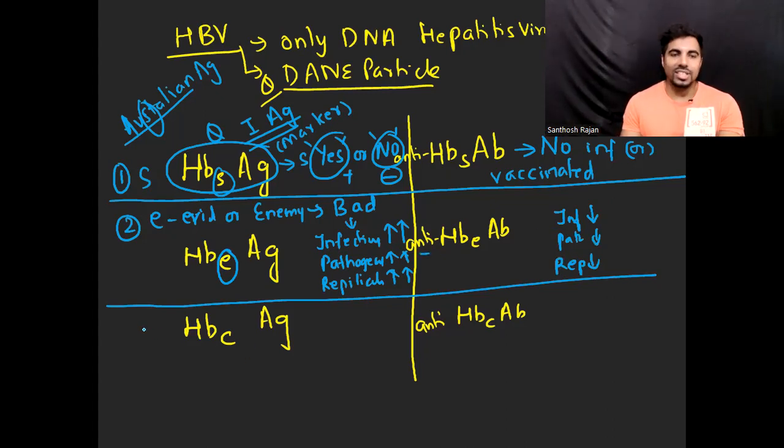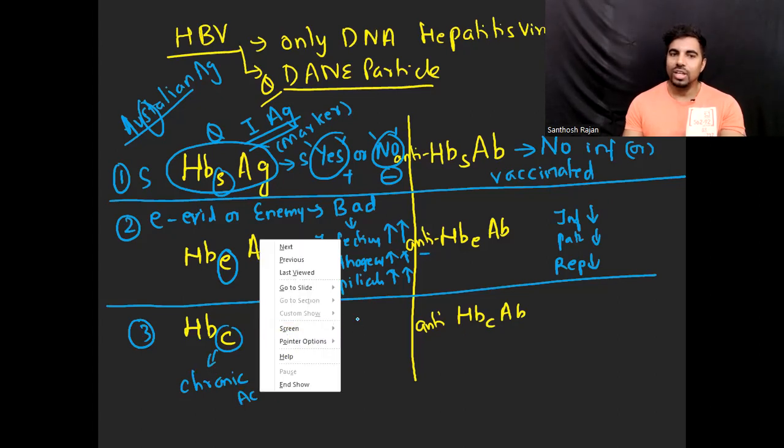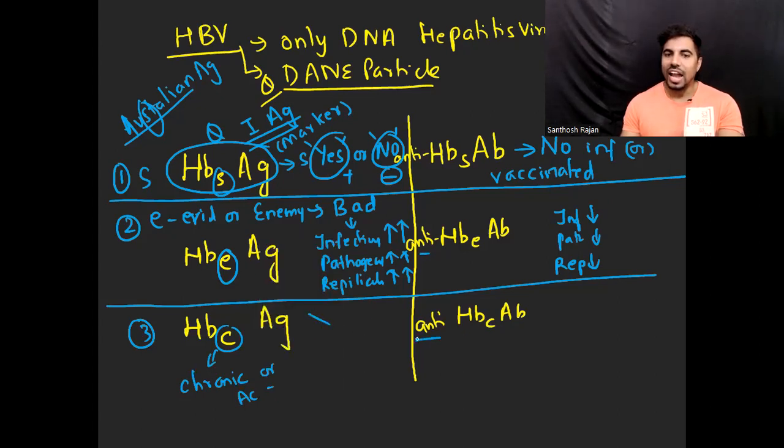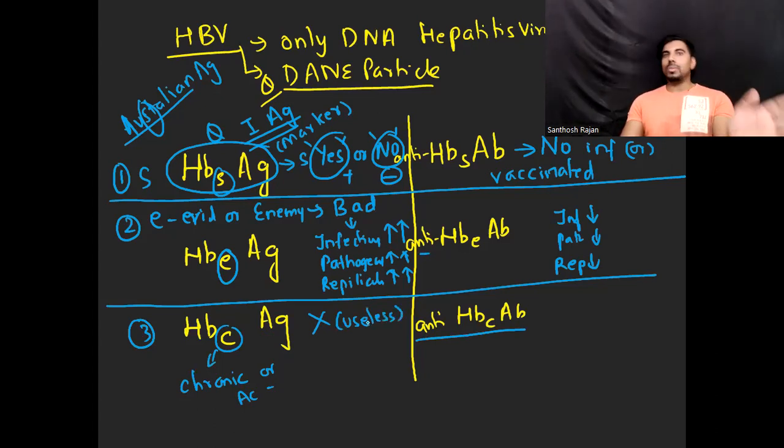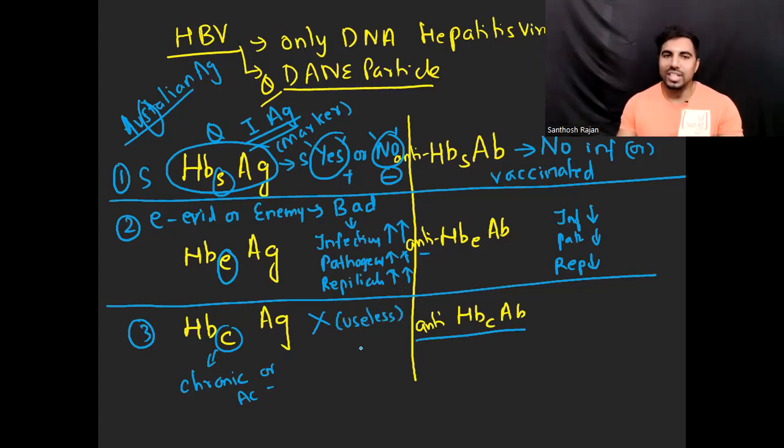C is a core antigen but useless. I would say remember C like this: it says chronic or acute. But not the antigen, its antibody. Core is useless because it's always in the center part. It doesn't come out. It takes so much time to come out or it never comes out. It's in the center. That's what core means.